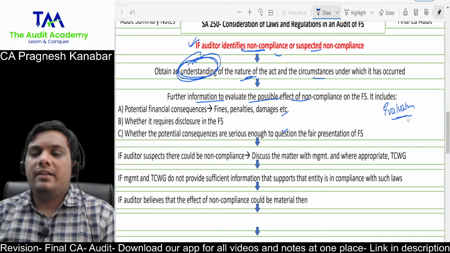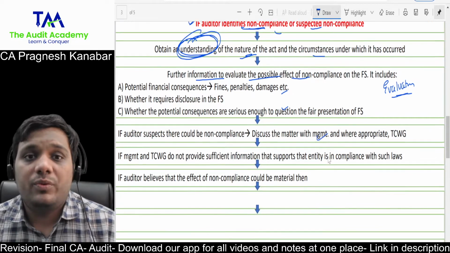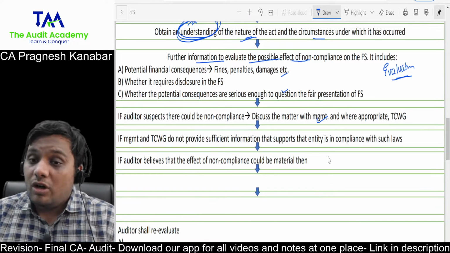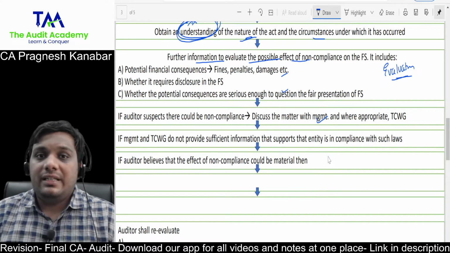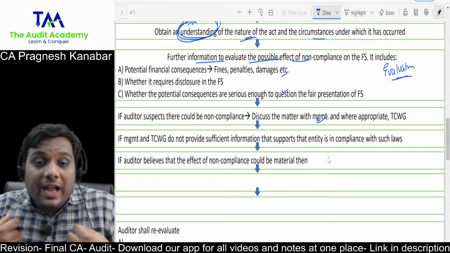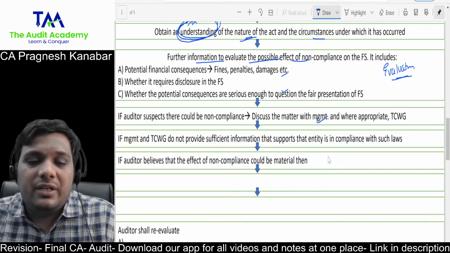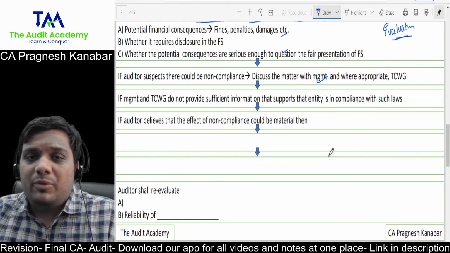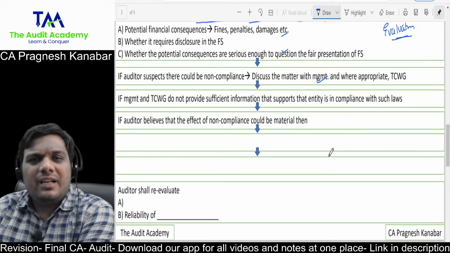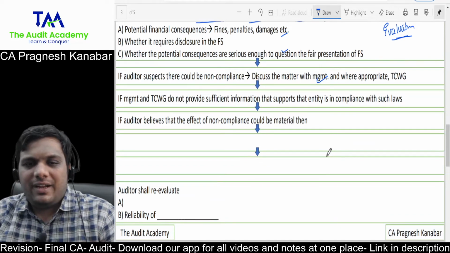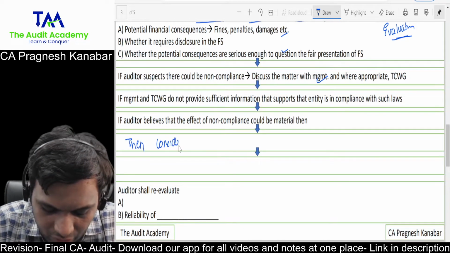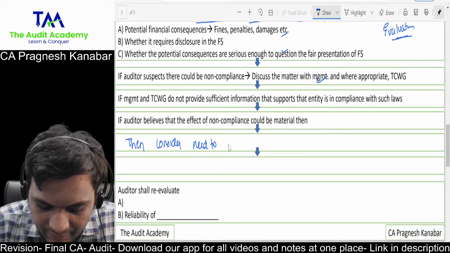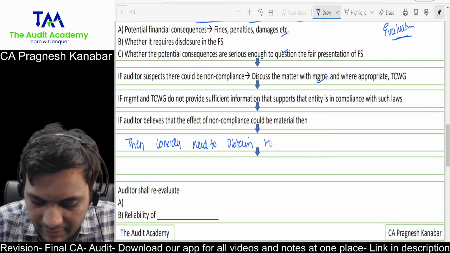Then please go and discuss the matter with management, and where appropriate those charged with governance. If they do not provide sufficient information for us to understand whether the entity is complying with the laws or not, and if I believe that this non-compliance could be material, then straight away consider the impact on the opinion. Then consider the need to obtain legal advice.